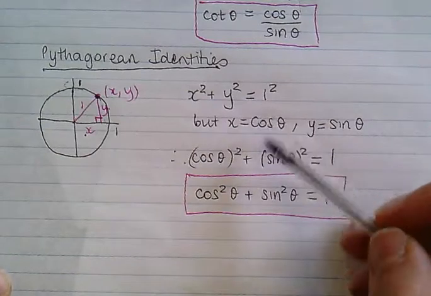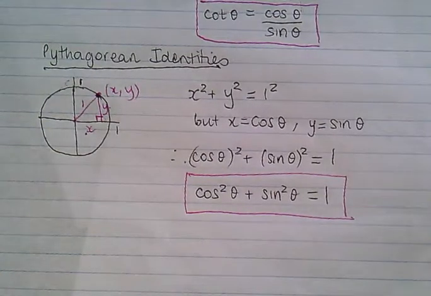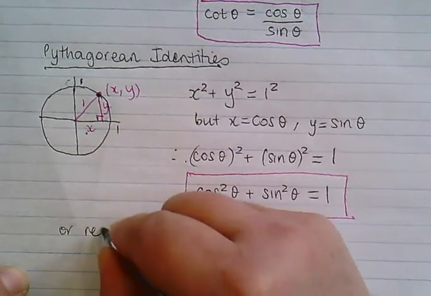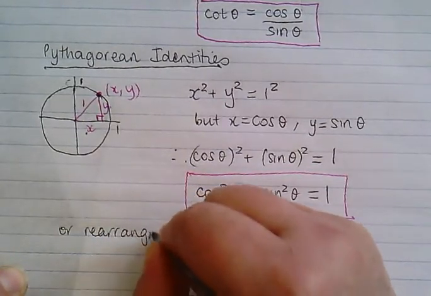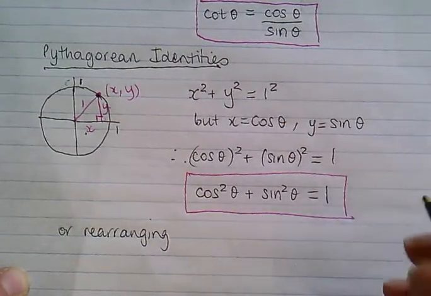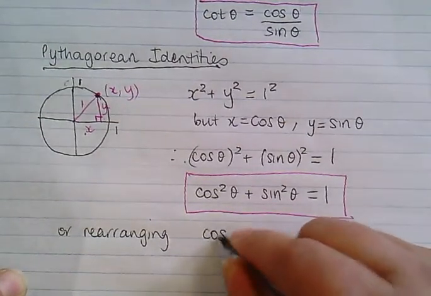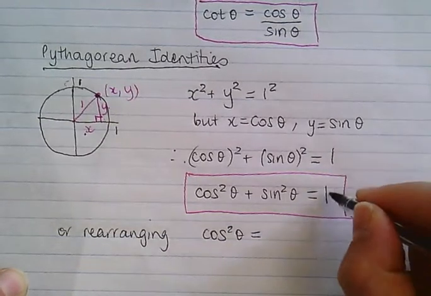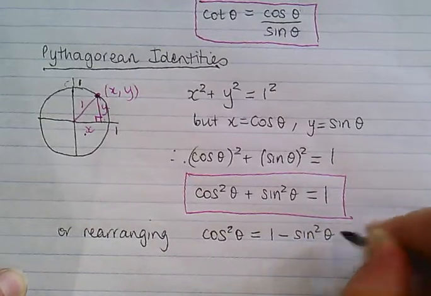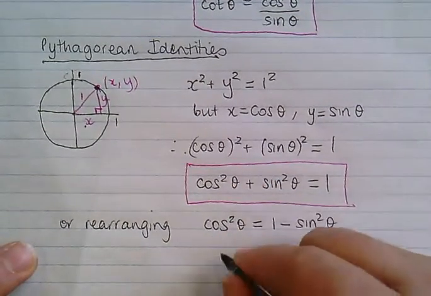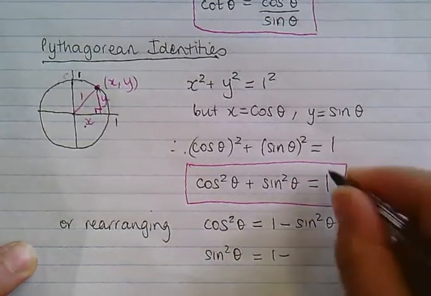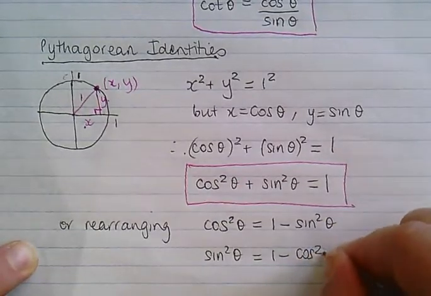Now, the identity that cos squared theta plus sine squared theta is 1, sometimes you use it in that form, but often you will use it when you need to make a substitution for cos squared theta or for sine squared theta. So rearranging, I've got that cos squared theta is 1 minus sine squared theta. Are you okay with that? And starting with that equation again, sine squared theta is what? 1 minus cos squared theta.